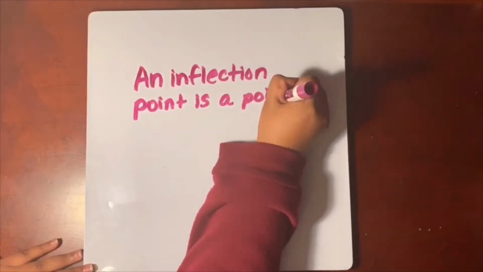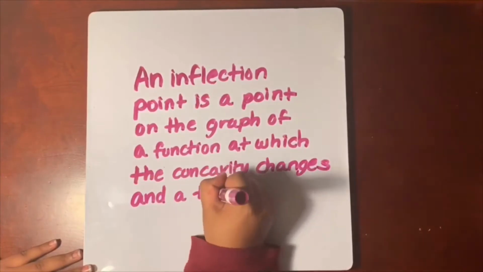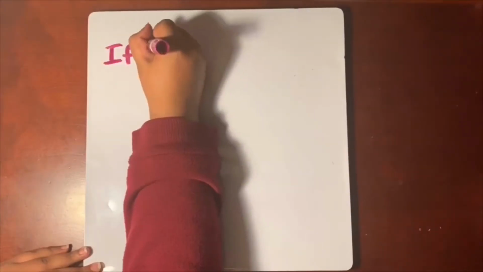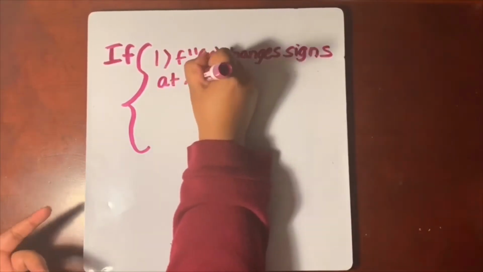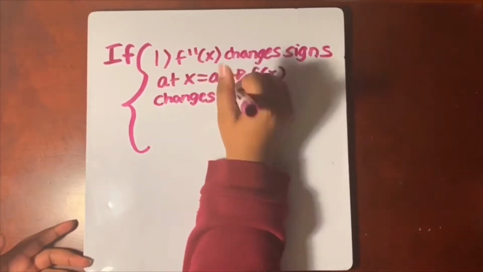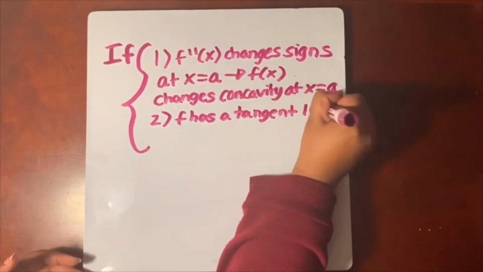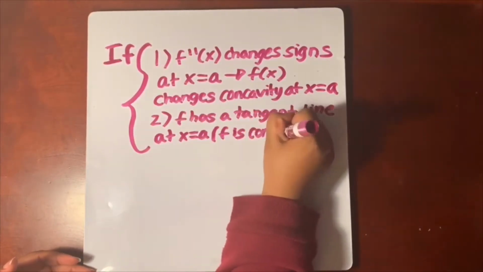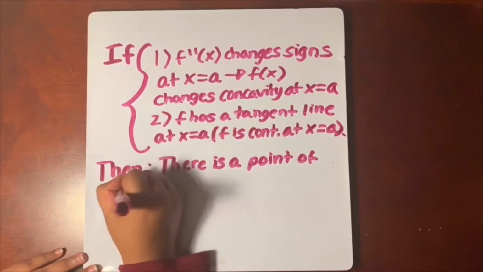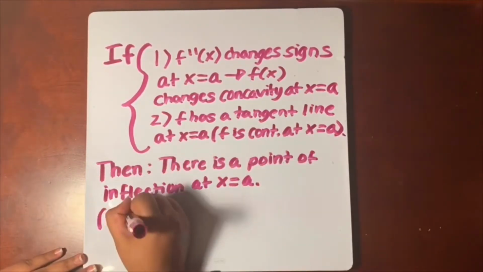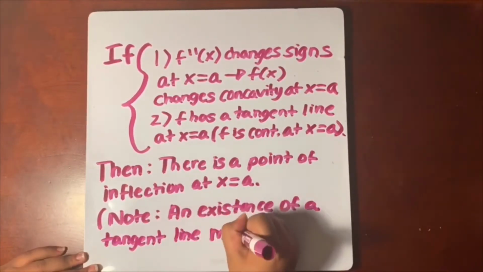An inflection point is a point on the graph of a function at which the concavity changes and a tangent line must exist. Therefore, if f double prime of x changes signs at x is equal to a, meaning f of x changes concavity at x is equal to a, and f has a tangent line at x is equal to a, meaning f is continuous at x is equal to a, then there's a point of inflection at x is equal to a. Also keep in mind, an existence of a tangent line must be proven.